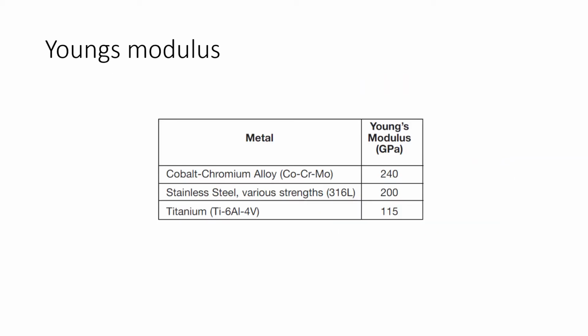Young's modulus is how we quantify the stress-strain relationship and elasticity of materials. You can see here that cobalt chrome has almost twice the Young's modulus of titanium.